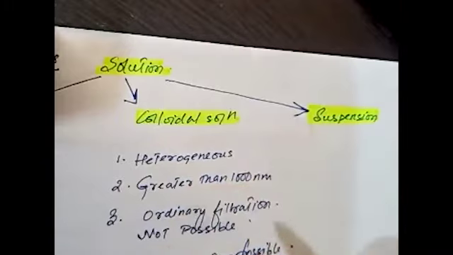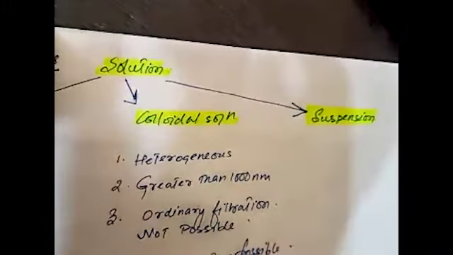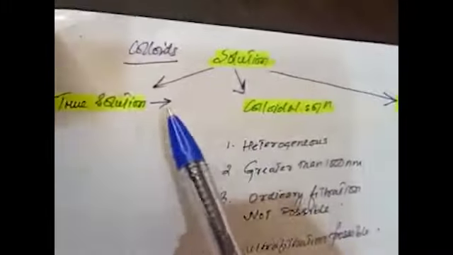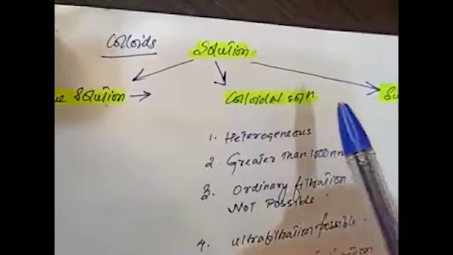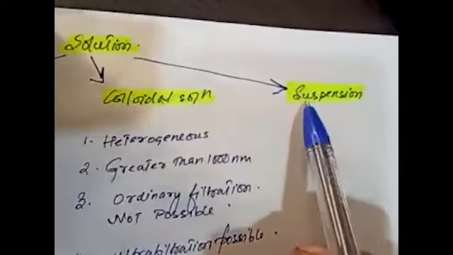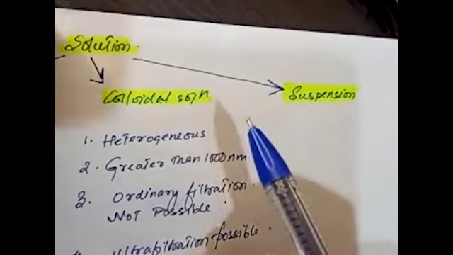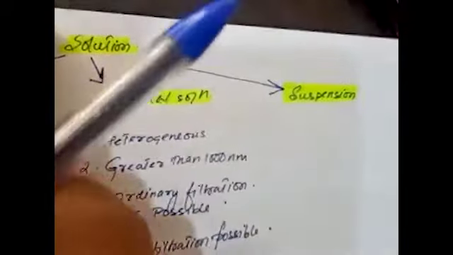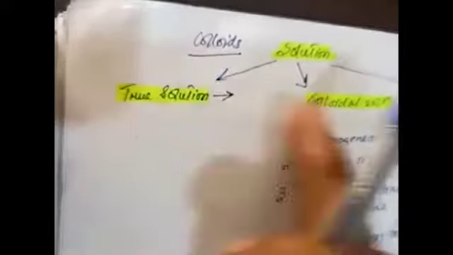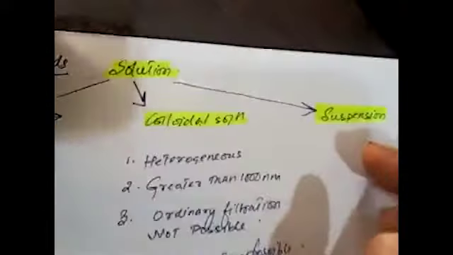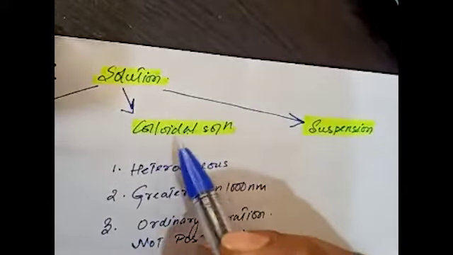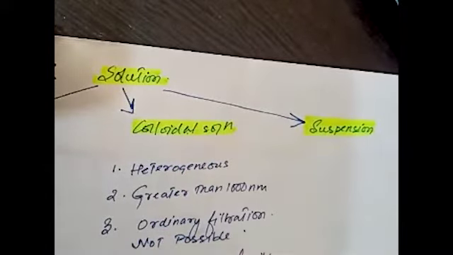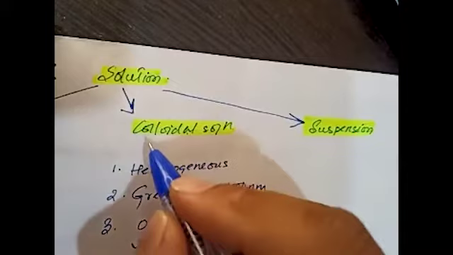suspension. Okay, one is the true solution, one is the colloidal solution, and one is the suspension. Solutions are of three types: true solution, colloidal solution and suspension. Okay, let us go to the colloidal solution first. A colloidal solution's best example is cow's milk.